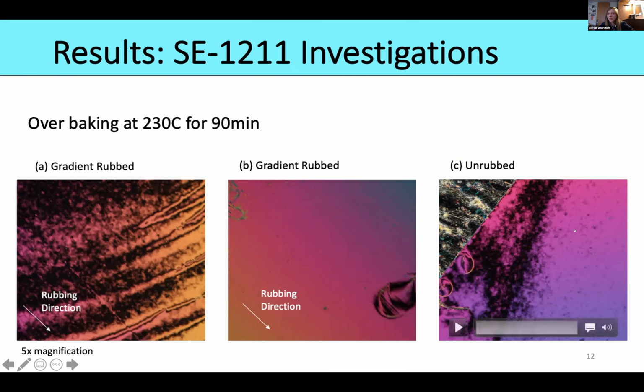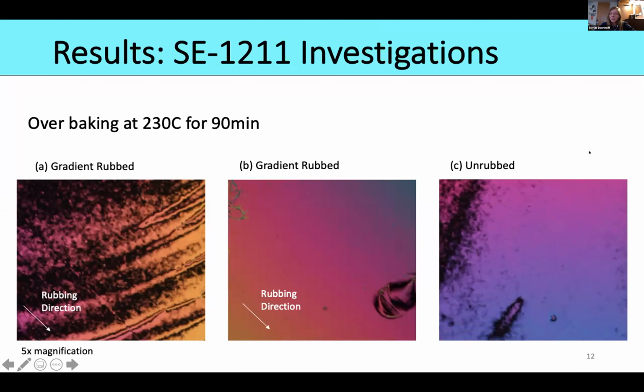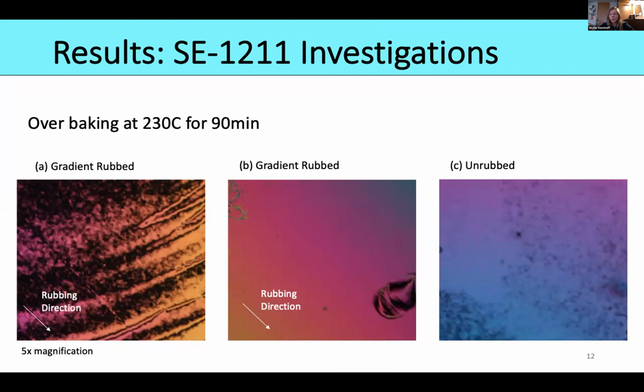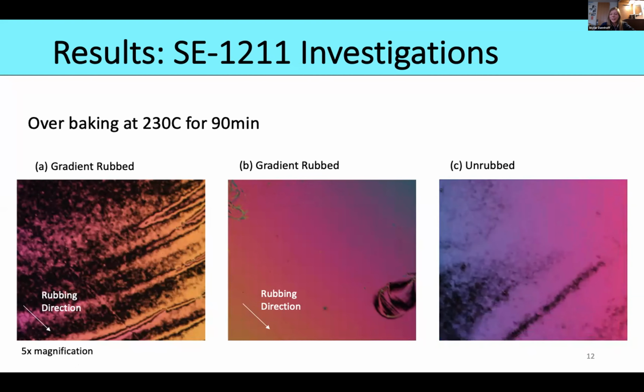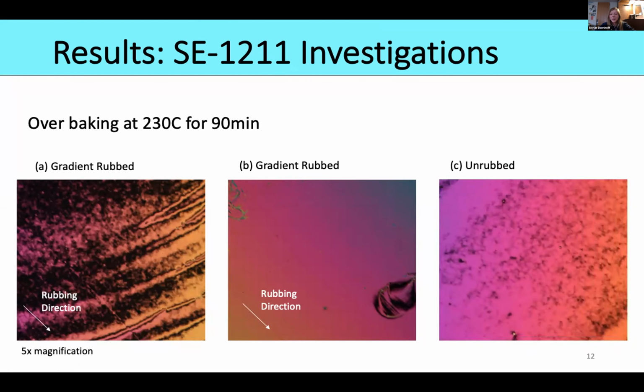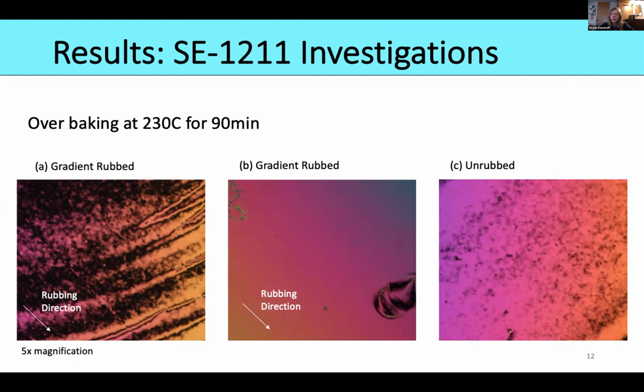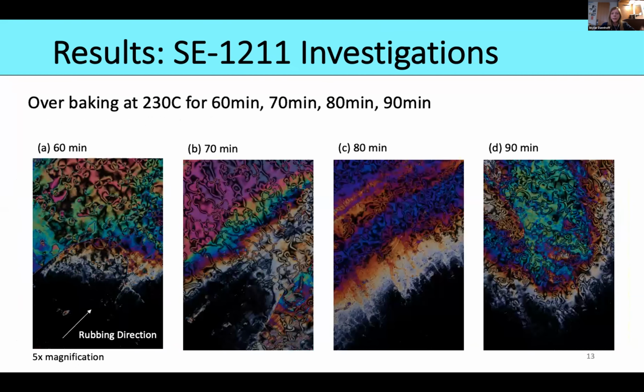And then if we just look at the sample without rubbing the overbaked SC1211, what we see here is, without even rubbing, we're getting a lot of color shining through and even hints at this gradient behavior that we see with the rubbing. And this is also not ideal. What we'd want to be seeing without rubbing is just homeotropic behavior. So what this set of samples demonstrates is that at these temperatures and times, we're baking either too hot or for too long. So this encouraged us to try baking at the same temperature, but for less time.